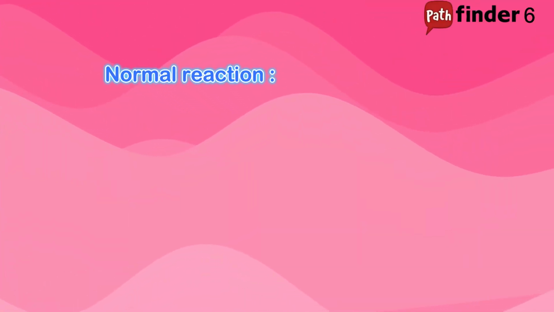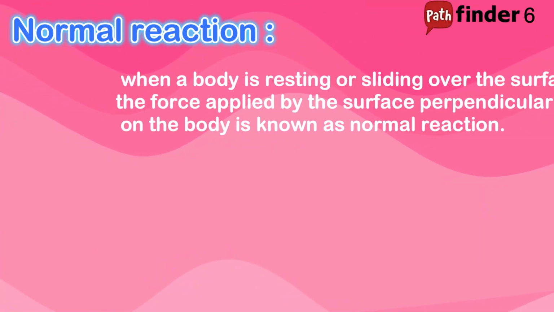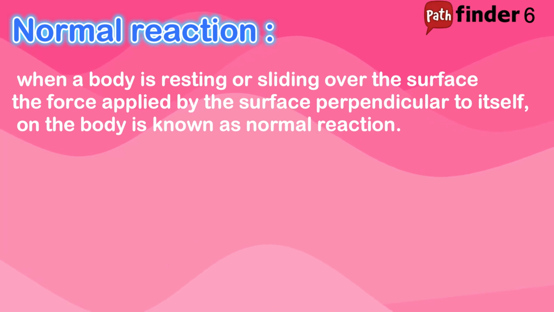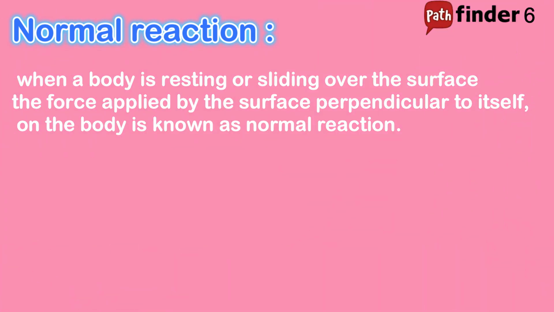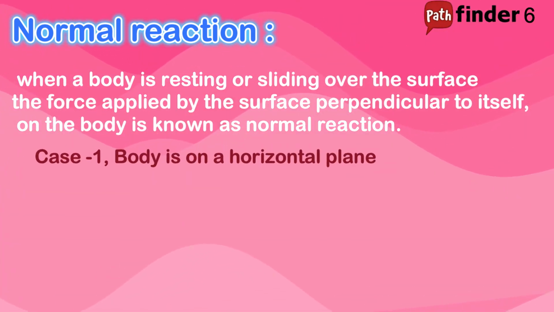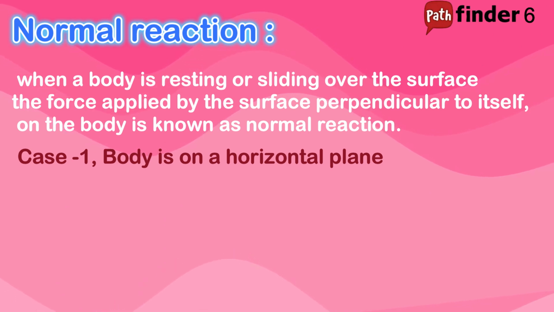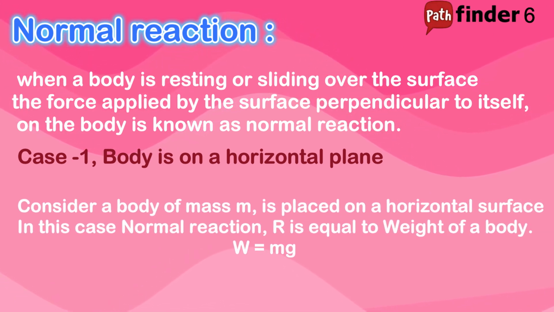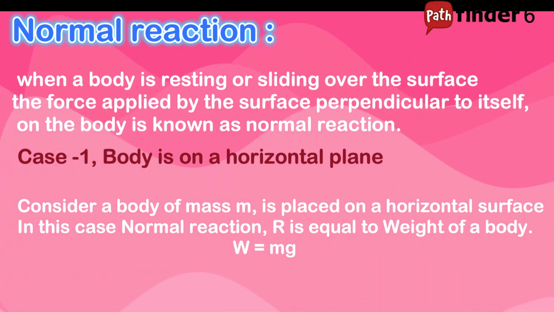Normal reaction. When a body is resting or sliding over a surface, the force applied by the surface perpendicular to itself on the body is known as normal reaction. Case 1. Body is on a horizontal plane. Consider a body of mass m placed on a horizontal surface. In this case, normal reaction R is equal to the weight of the body, W equal to mg.